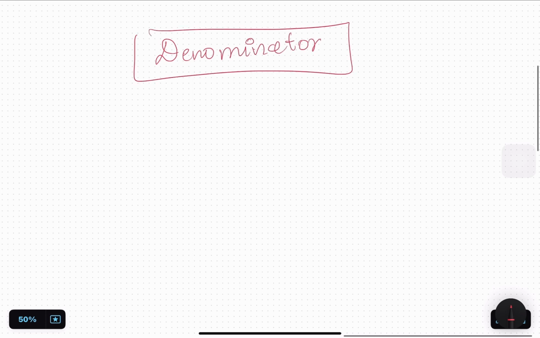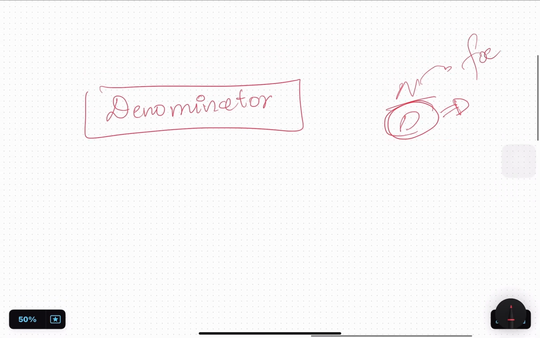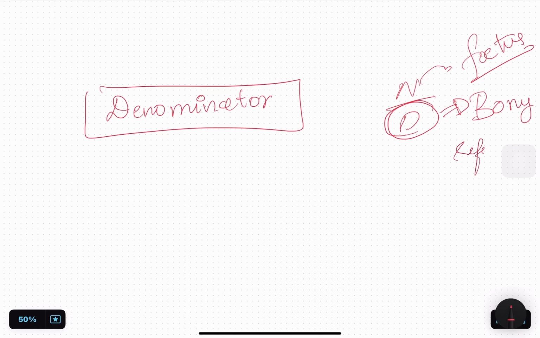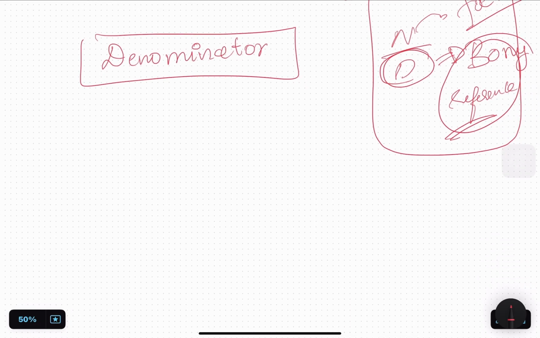Okay, for example, this is the numerator. Denominator is what we are discussing. So what is the numerator? You have to know. That is your fetus. Denominator is something related to the bony reference which you talk about. It could be your occiput or another bony reference. So remember, the denominator is an important thing which you should know.